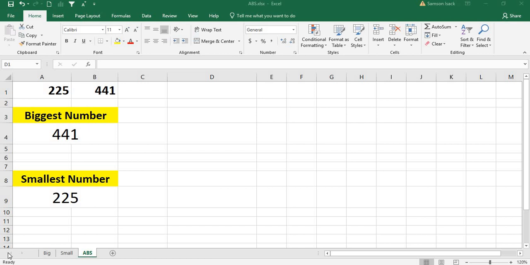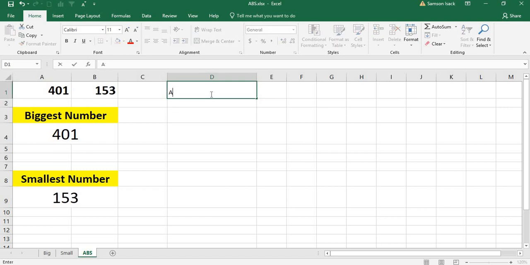Hi, welcome. Now I'm going to show you how to use the ABS function in an Excel worksheet, and I will explain what the ABS function is, and show you some examples of how to use the function. Okay, so what is the ABS function? ABS is the absolute function, a well-known function in math, that helps you to remove the sign of a number.